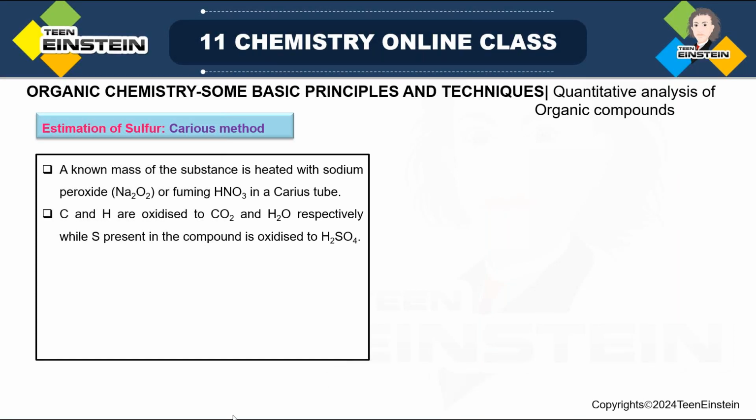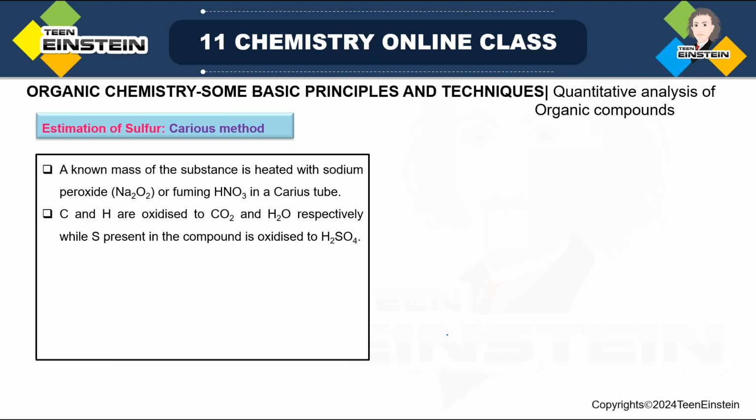Hello everyone. So we will continue quantitative analysis of organic compounds. Three elements are left: sulfur, phosphorus, and oxygen. After that, this chapter will be complete. And if we have some extra time, we can also discuss some questions based on these chapters.